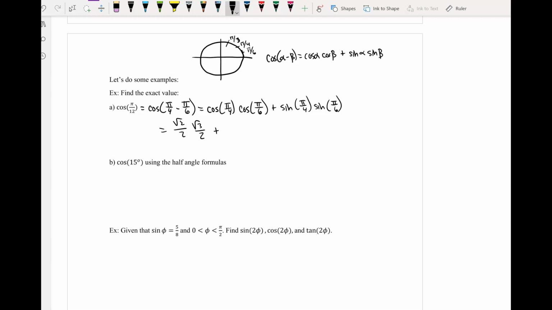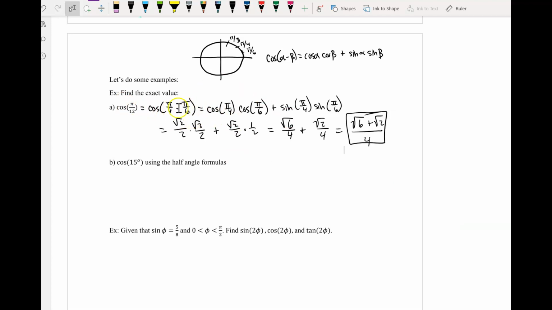Plus the sine of pi over 4, that's going to be the square root of 2 over 2. And the sine of pi over 6, that's going to be 1/2. So what you're going to get is square root of 6 divided by 4 plus square root of 2 divided by 4, which gives me square root of 6 plus square root of 2 divided by 4. All right, so this would be the exact answer of cosine of pi over 12.